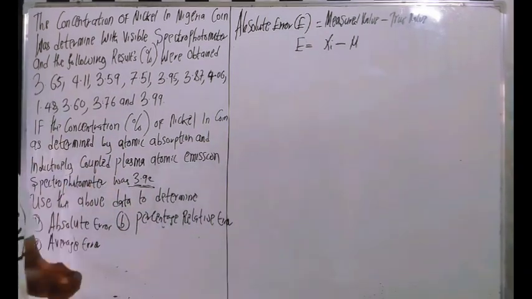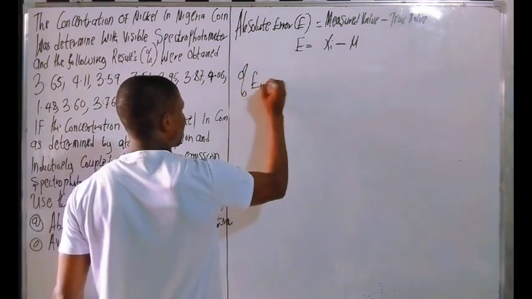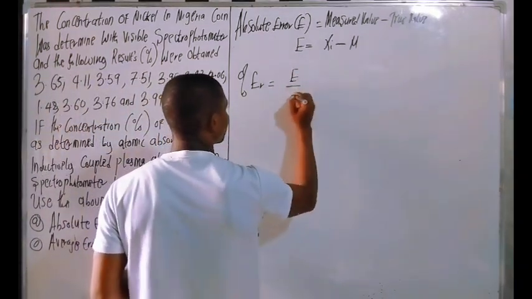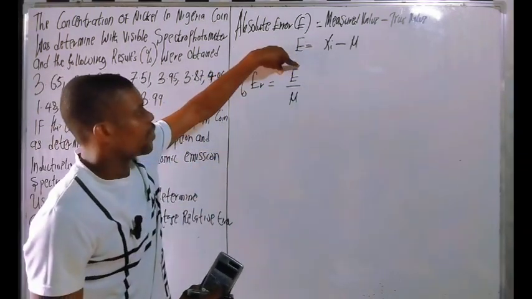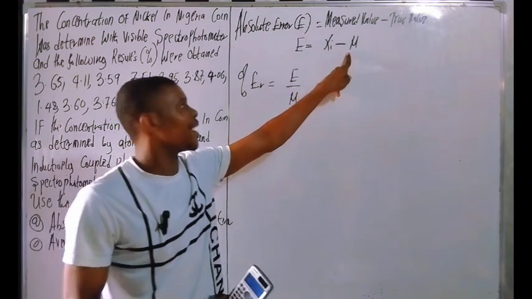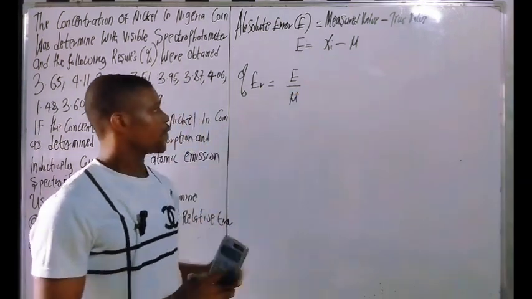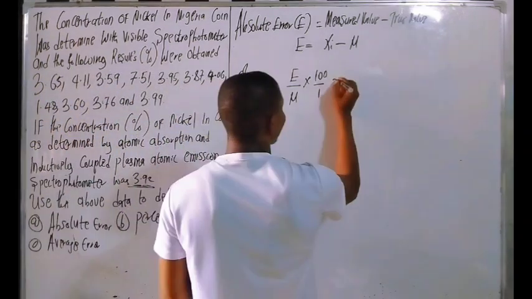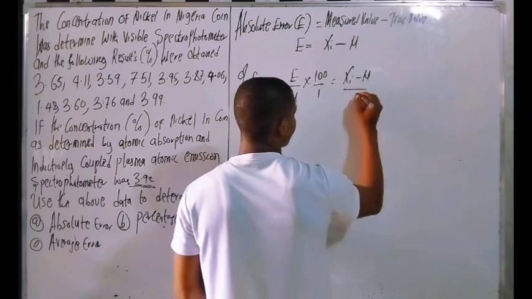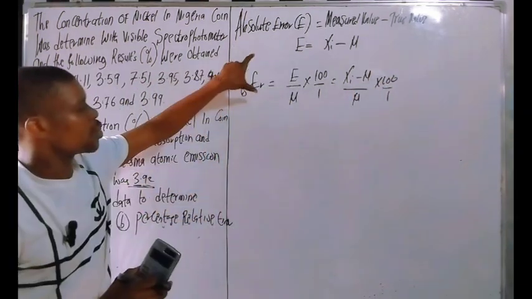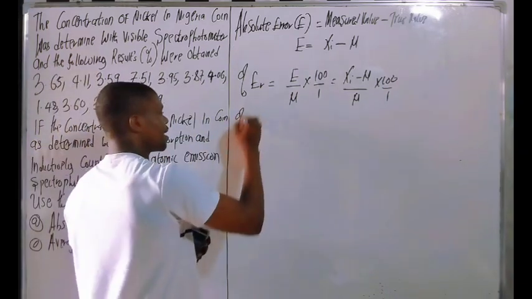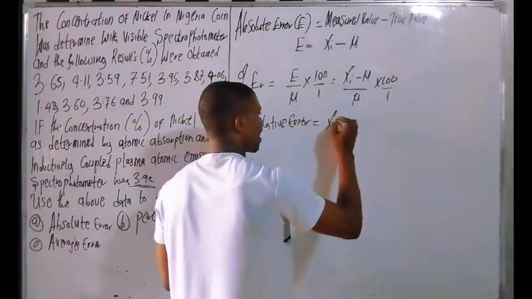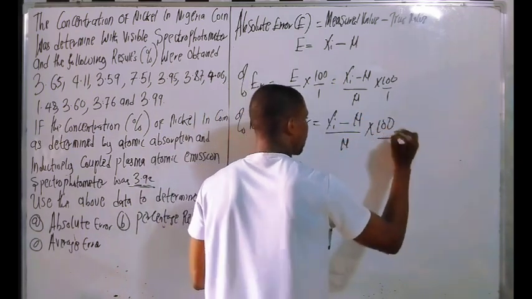Now the next is percentage relative error. Relative error is the absolute error over the true value. Remember, absolute error is Xi, the measured value, minus the true value, so this times 100 over 1. As easy as that. Which is the same thing as Xi minus mu over mu, times 100 over 1. So percentage relative error is Xi minus mu over mu, times 100 over 1. That is it.